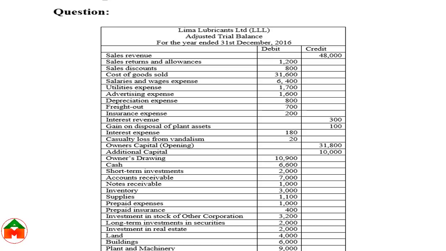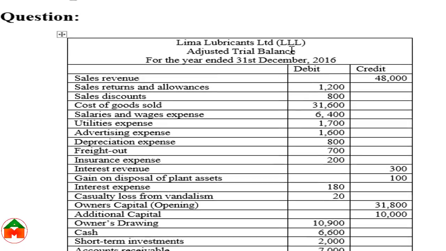Now, practically, we are going to see how to prepare financial statements from this question. Here we can see there is a question, and in this question there is an adjusted trial balance. From this adjusted trial balance we can see some ledger balances. From these ledger balances we will prepare financial statements. Generally, we will prepare here only three basic financial statements: income statement, owner's equity statement, and balance sheet. So now, before preparing the financial statements, let us be familiar with the items included here.